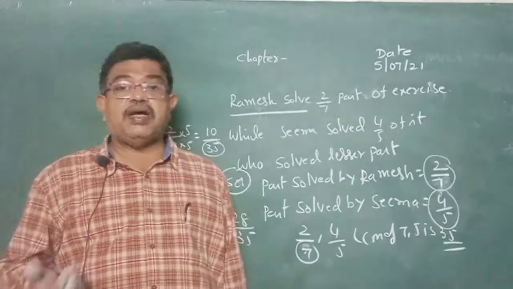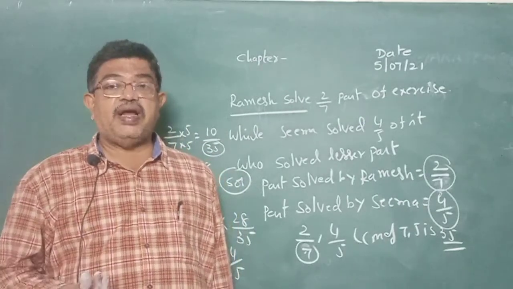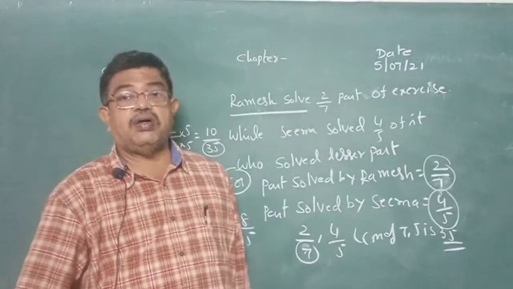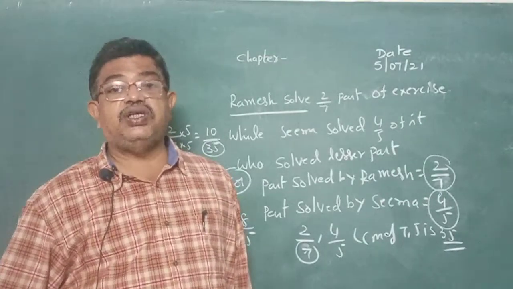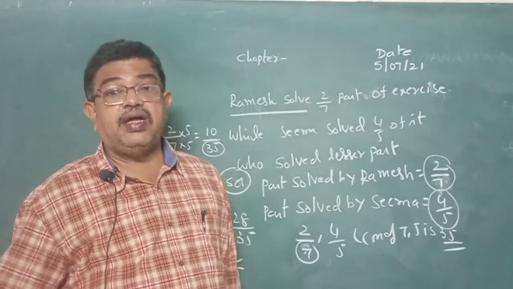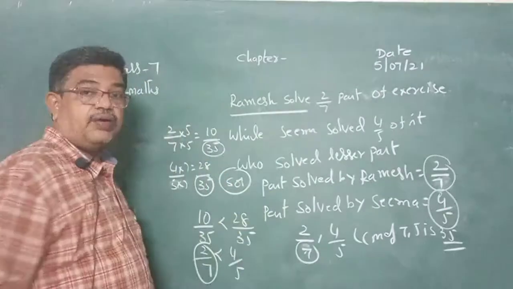Like fractions can be compared easily. So to compare like fractions, they must have the same denominator. If the denominator is not the same, we convert the fractions into like fractions by taking the LCM of the denominators. So this is what you have to do.